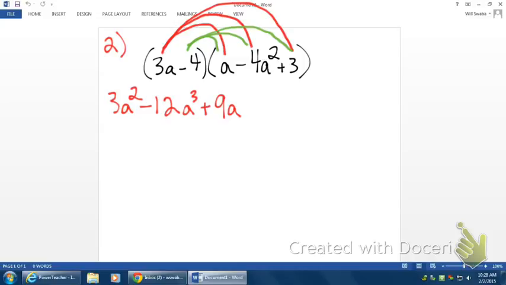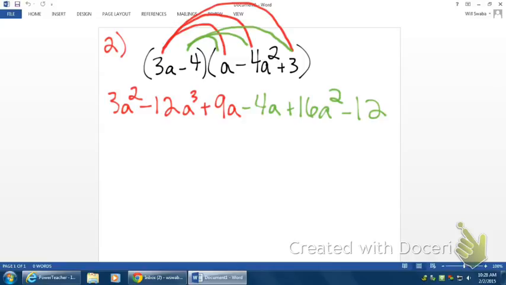On to the negative 4. Negative 4 times a becomes negative 4a. Negative 4 times negative 4a squared becomes a positive 16a squared. And the negative 4 times a positive 3, the last one, is going to give me a negative 12. Now the last thing you need to do is what? Combine the like terms. Now, go ahead and write this in standard form.